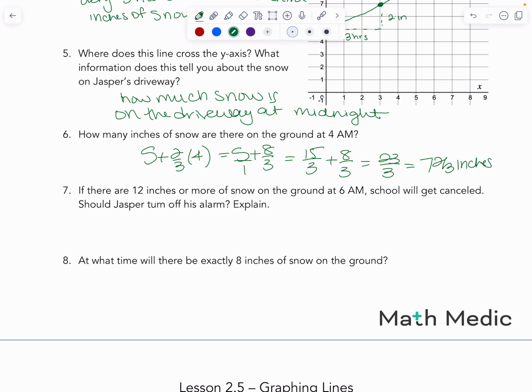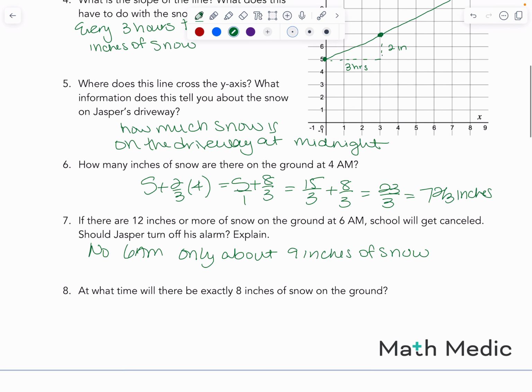If there are 12 inches or more of snow on the ground at 6 a.m., school will get canceled. Should Jasper turn off his alarm? Explain. So go ahead and pause the video. All right, so we're back. So no, at 6 a.m., there's only going to be about 9 inches of snow.